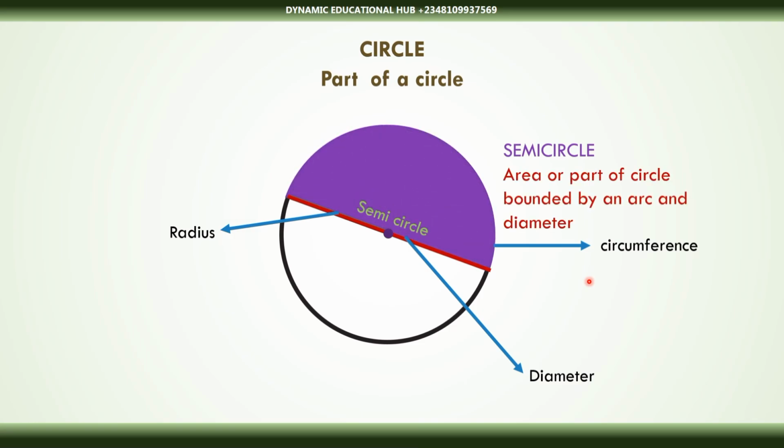What is a semicircle? A semicircle is half of a circle, and it is the area or part of a circle bounded by an arc and a diameter. This is the arc, and this is the diameter. That part or that area is known as a semicircle.